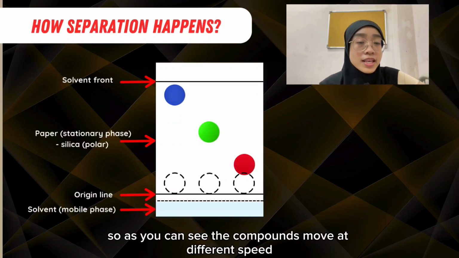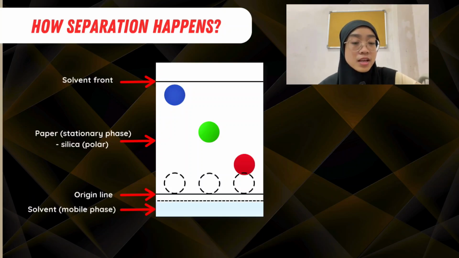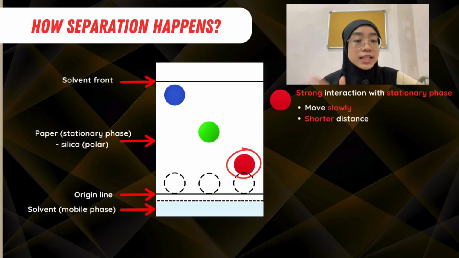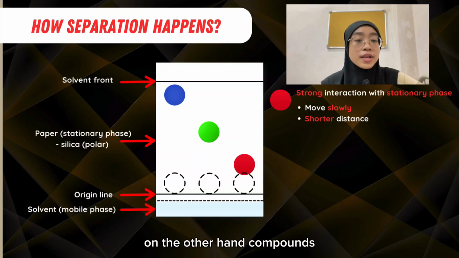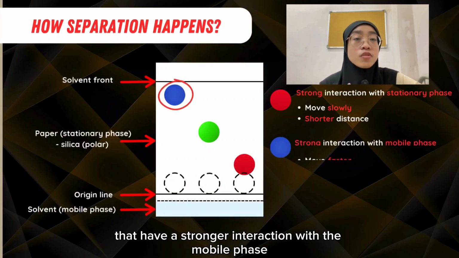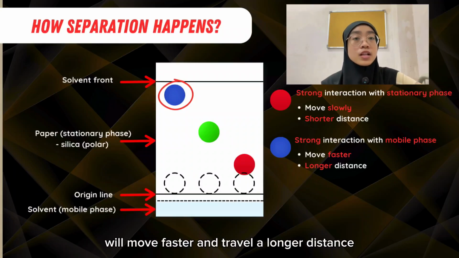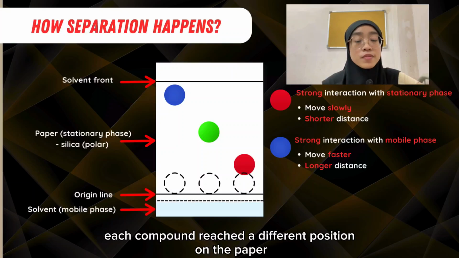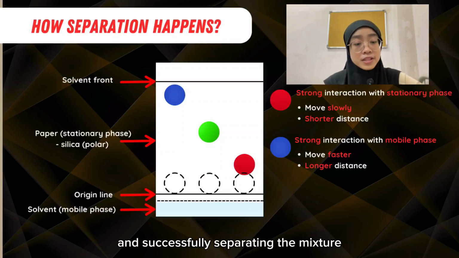So, as you can see, the compounds move at different speeds. This is because different compounds have different polarities. Compounds that have a stronger interaction with the stationary phase tend to move more slowly and therefore travel a shorter distance. On the other hand, compounds that have a stronger interaction with the mobile phase will move faster and travel a longer distance. As a result, each compound reaches a different position on the paper, producing distinct spots and successfully separating the mixture.